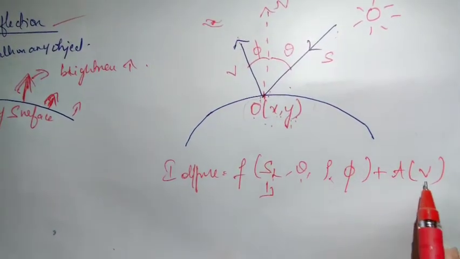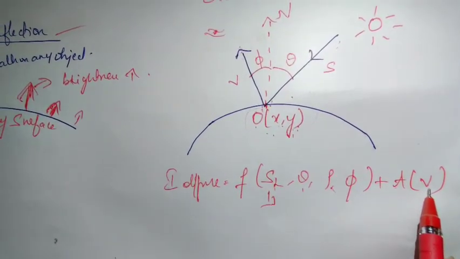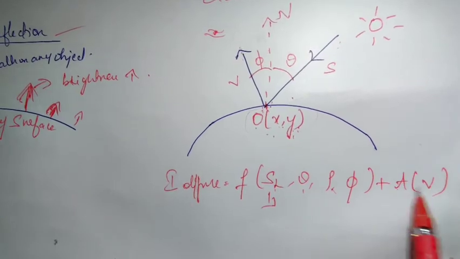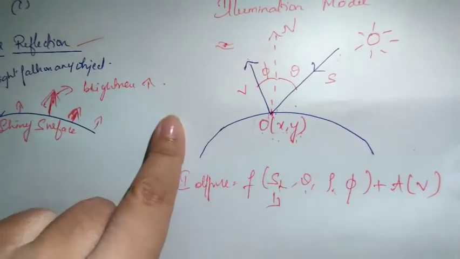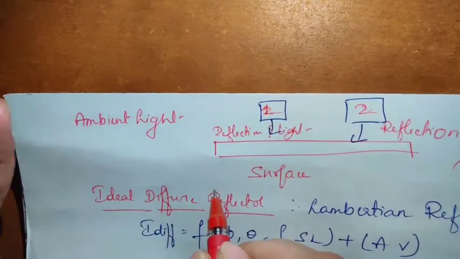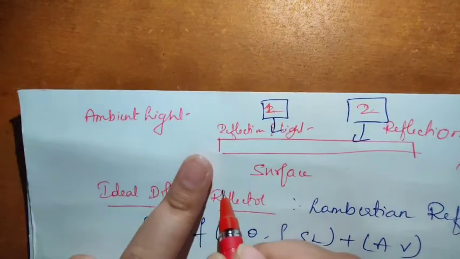Okay, so what does AV mean? It's called the ambient light. Okay, so what is meant by this ambient light? I will explain. AV means the ambient light intensity. So what does ambient light mean?